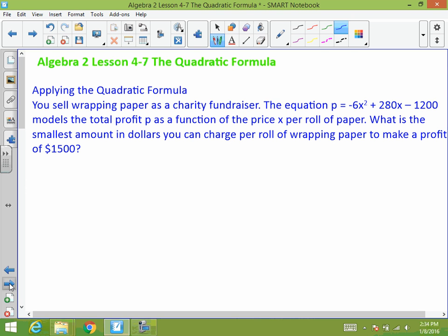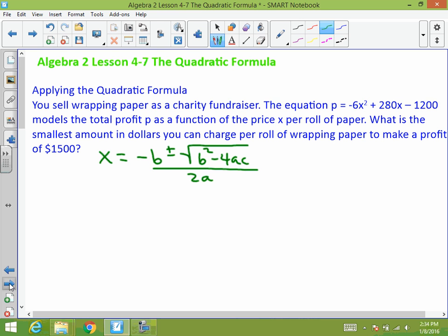So, remember, the quadratic formula is the following. It says x equals negative b plus or minus the square root of b squared minus 4ac, all divided by 2a. So we want to know what's the smallest amount of money we can charge and still make a $1,500 profit. So $1,500 gets plugged in for P because that's what we want to make, the total profit as a function of the number of rolls. So 1,500 is going to equal negative 6x squared plus 280x minus 1,200.